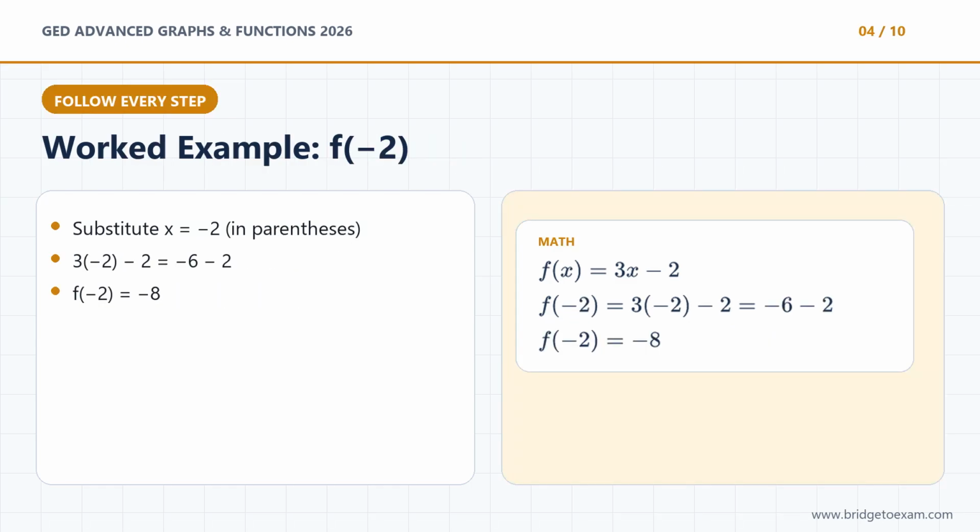Let's evaluate carefully with a negative input. The rule is f of x equals 3x minus 2, and we want f of negative 2. Step 1. Substitute negative 2 for x, keeping it in parentheses. 3 times negative 2 minus 2. Step 2. Multiply. Negative 6 minus 2. Step 3. Simplify. Negative 8. So f of negative 2 equals negative 8.